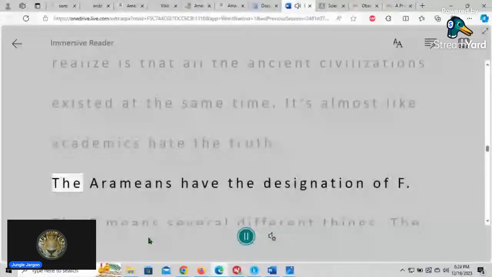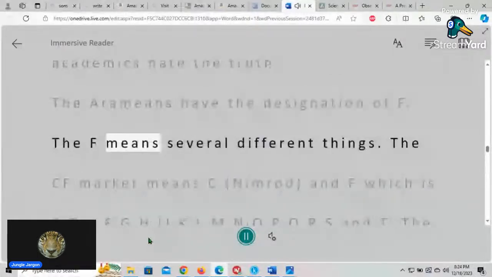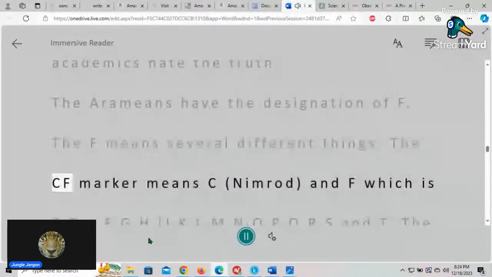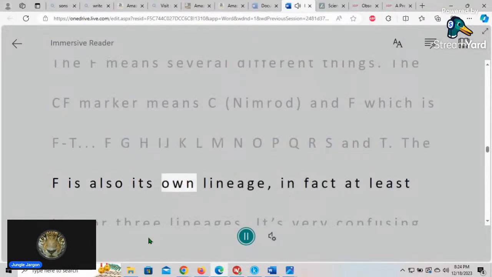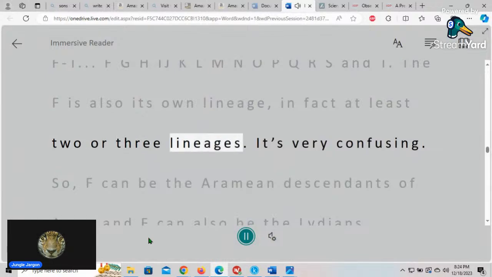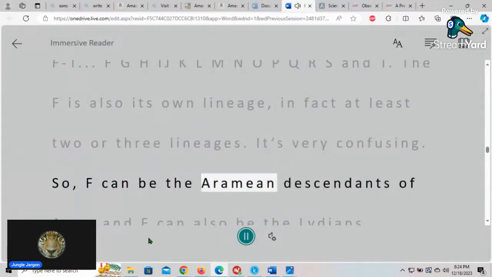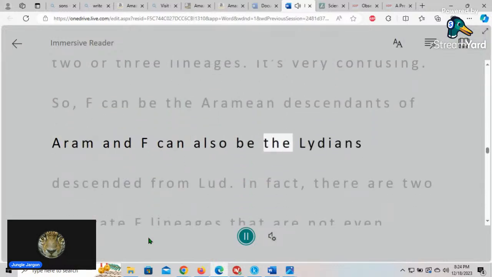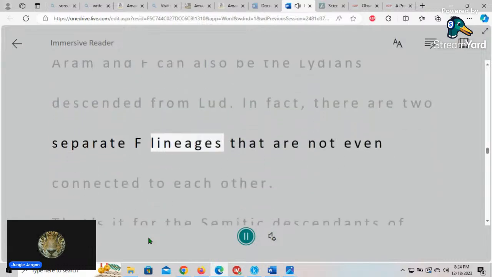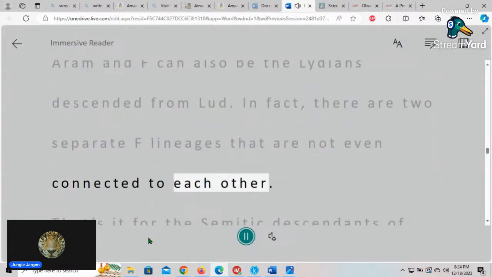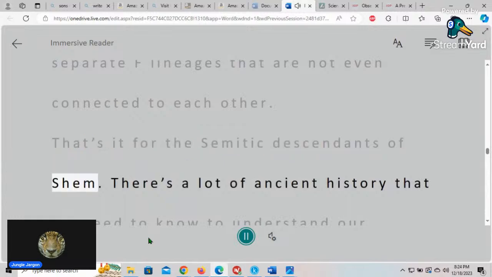The Arameans have the designation of F. The F means several different things. The CF marker means C, Nimrod, and F, which is FT. FGHIJKLMNOPQRS and T. The F is also its own lineage, in fact at least 2 or 3 lineages. It's very confusing. So, F can be the Aramean descendants of Aram, and F can also be the Lydians descended from Lud. In fact, there are 2 separate F lineages that are not even connected to each other. That's it for the Semitic descendants of Shem.